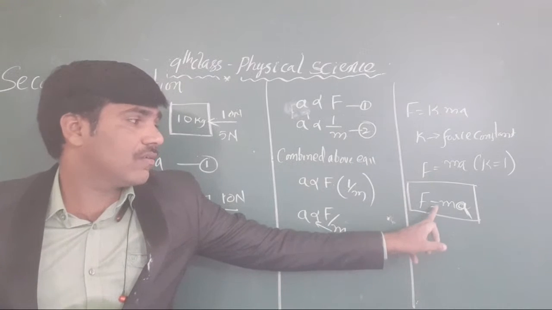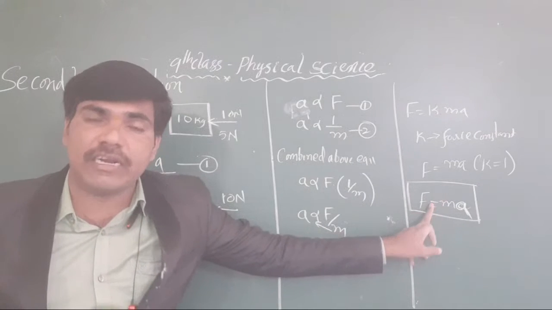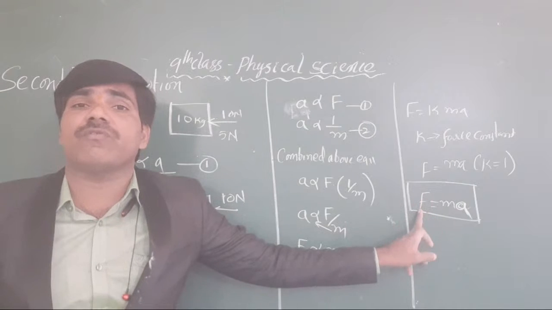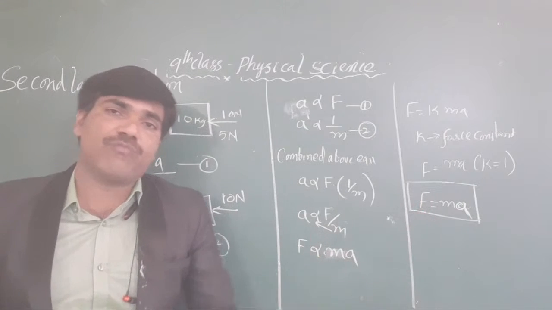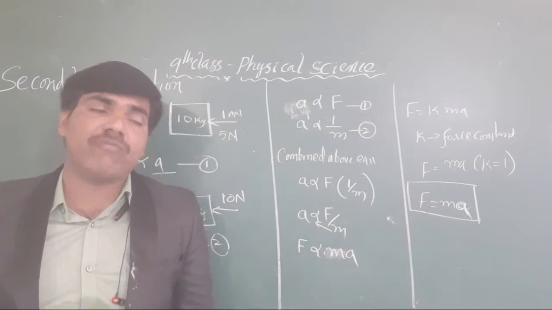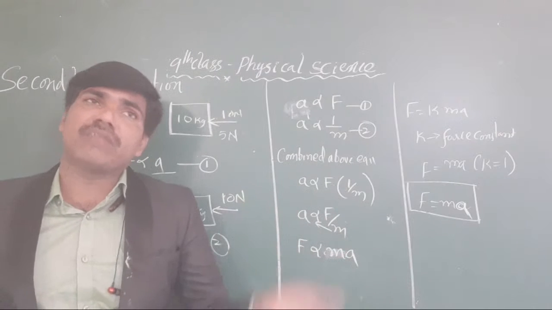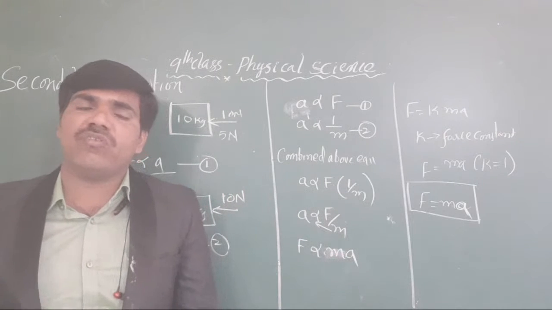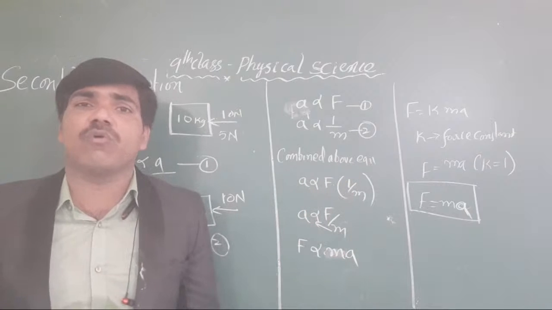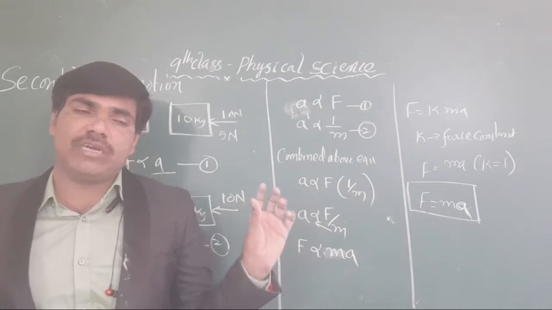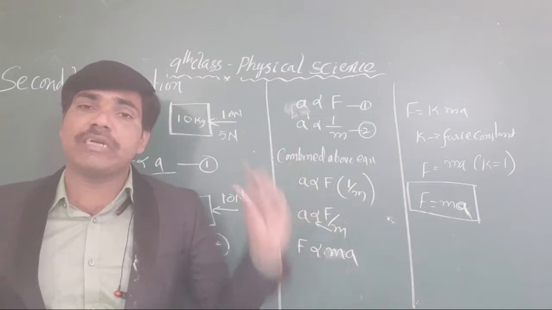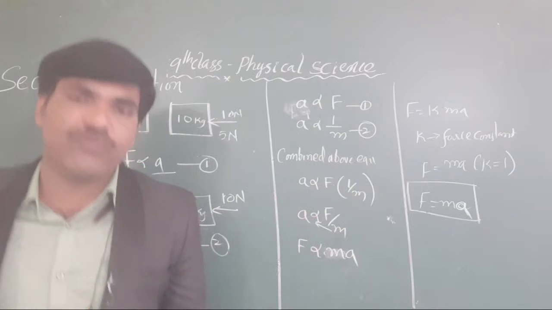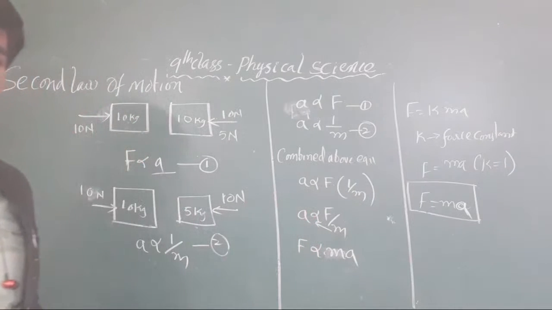From this equation we get the change of rate of momentum. Change of rate of momentum is directly proportional to force. In case K is equal to 1, it is also written as change of rate of momentum is equal to force. Clear or not, all of you?